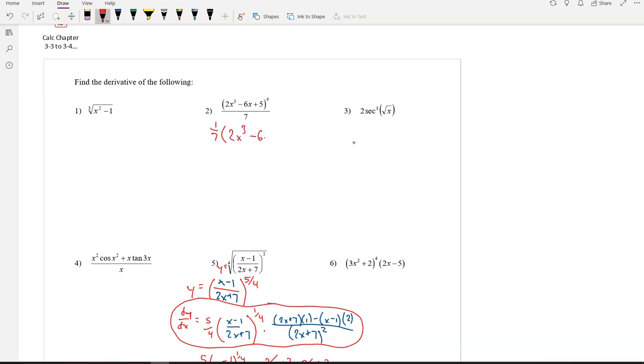Now, all that is just a coefficient. So in other words, we can kind of like ignore it. And so what was a quotient rule and a chain rule now just becomes a chain rule. That's all we have to worry about here.